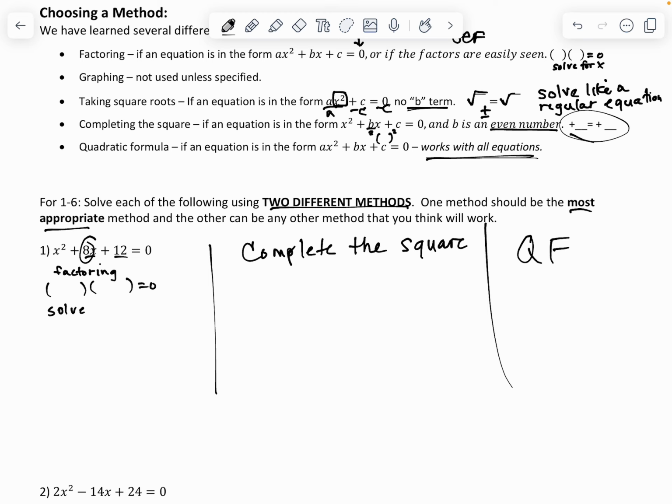I would probably complete the square before I would do the quadratic formula because it's a lot simpler. It's a shorter problem to do, and you don't have all of the numbers that you have to calculate in the quadratic formula. But it says 2 different methods. You can choose the second method that you want to use. So I don't care if you use completing the square or quadratic formula, just make sure that the first one is always the appropriate method.